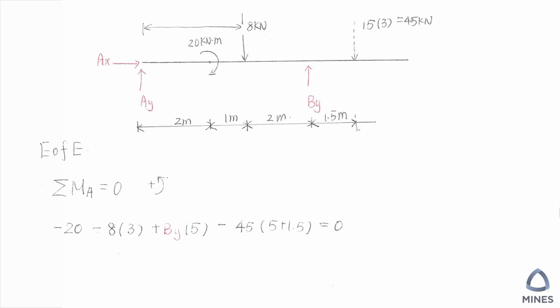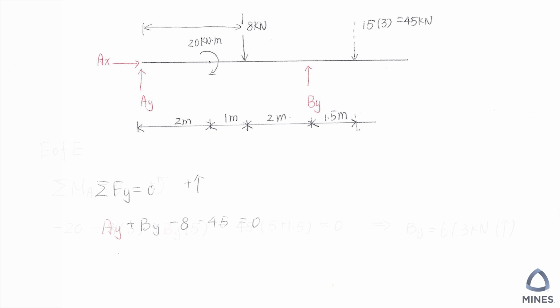And then we just keep moving. We have BY multiplied by the total length, which is 5. And then we still have the simplified distributed load, 45, multiplied by the distance to A, which will be 5 plus 1.5. Once you have done every load, with everything summed to 0 in this equation, you can see we have one unknown force, so we can find BY equals 7.3 kilonewton, and it's positive, which means our assumption of going up is correct.